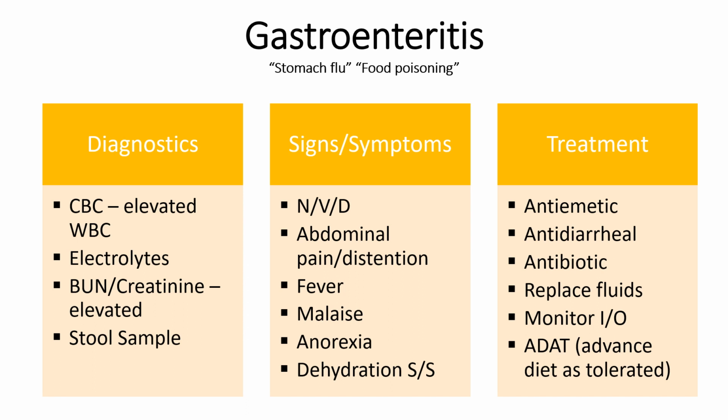Gastroenteritis. This is also stomach flu or food poisoning as we commonly know. So it's acute inflammation of the gastric and intestinal mucosa. It's commonly due to bacteria, could be viral, protozoal, parasitic. Bacteria is more common in the summer with undercooked foods from the grill. It can also be caused by irritation of a chemical or toxin.